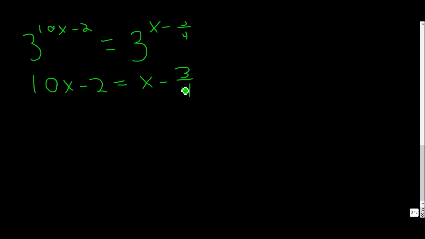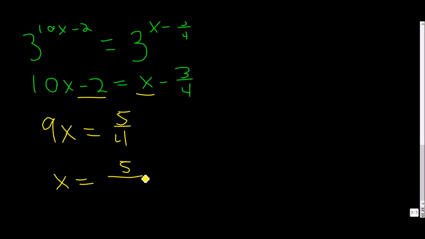So from there, now we have a pretty simple equation that we can solve. I'm going to subtract the x over, and I'm going to add 2 over. So I'm going to get 9x equals negative 3/4 plus 2. 2 is the same thing as 8/4. So I'm going to get 5/4. And I'm going to end up with x equals 5 divided by 4 times 9, which is the same thing as 5/36. So this is my final answer here.